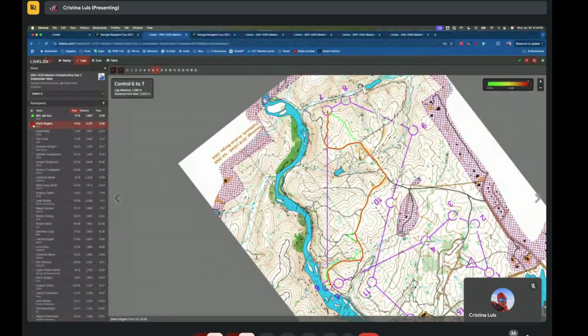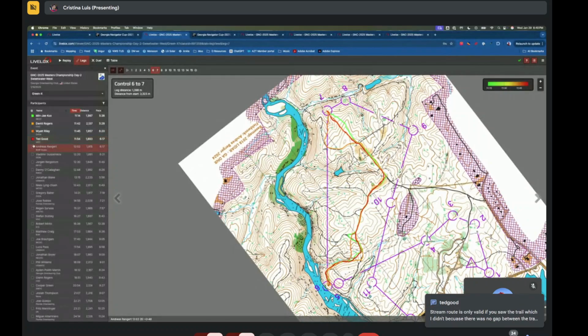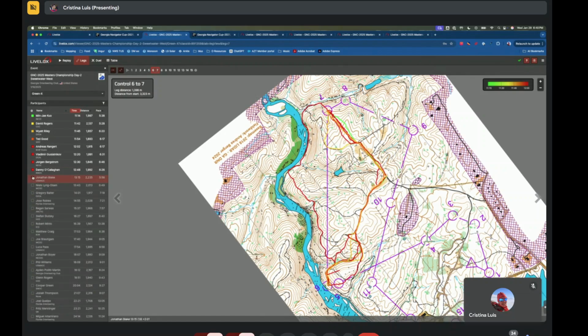So if we take a look at a couple of the fastest routes here, let's see, how far do I have to go? Ooh. I'm going to take off some of these other ones.